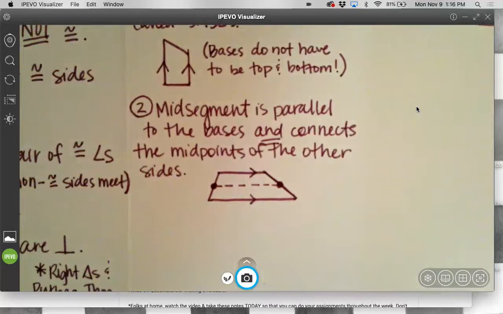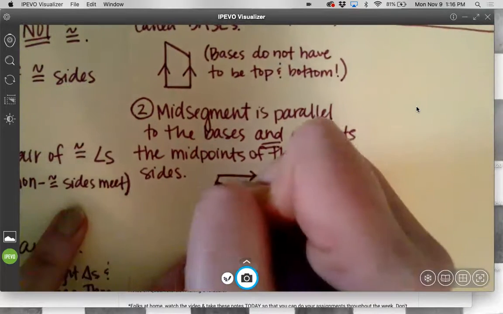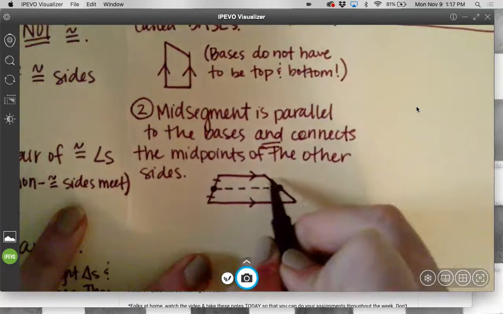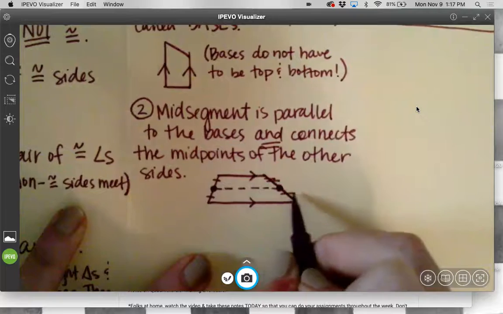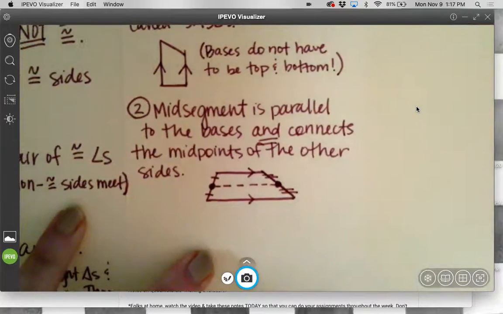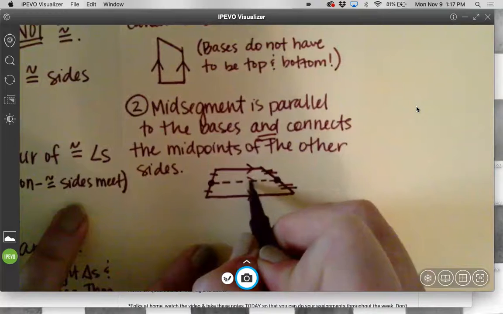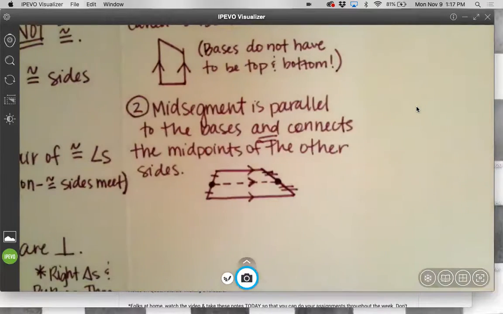It might be dashed, it might be dotted, it might be solid, it doesn't matter. What does matter is that it cuts both of these in half. So there's marks for congruent to show that it's cut in half. Let's do that on the other side too. Marks for congruency to show that it's cut in half. And I'm going to put parallel right in there to show that it's parallel with the two bases.